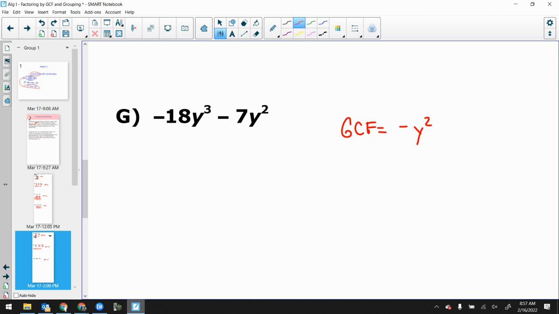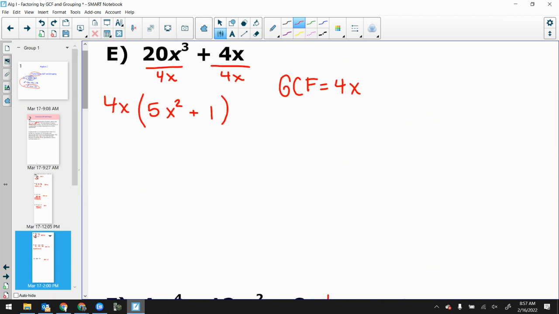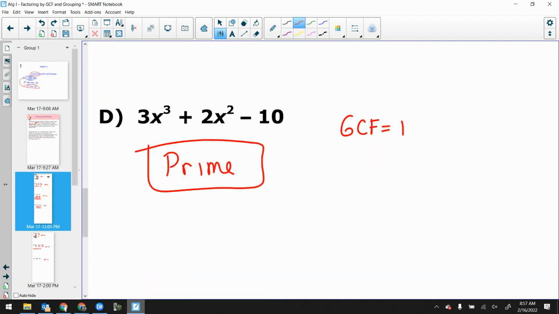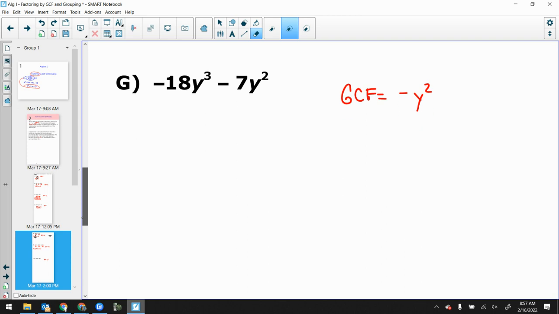Why was it like that for the other one? What do you mean? Oh, because they both have y. The other prime one, D, was prime, but one of the terms didn't have a variable. Right. Is that why it's prime? Yeah. If I had an x in each, then this would be factorable because they all have an x. But because this one did not have the x, it's got nothing in common at all. This one, they do have something in common. They both have the y squareds in common. And since it leads with a negative, our GCF is also negative.